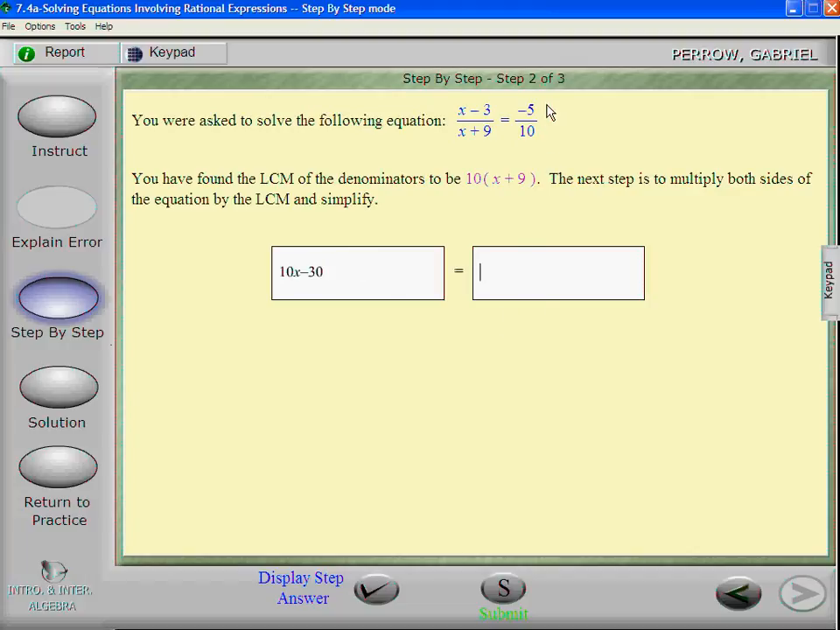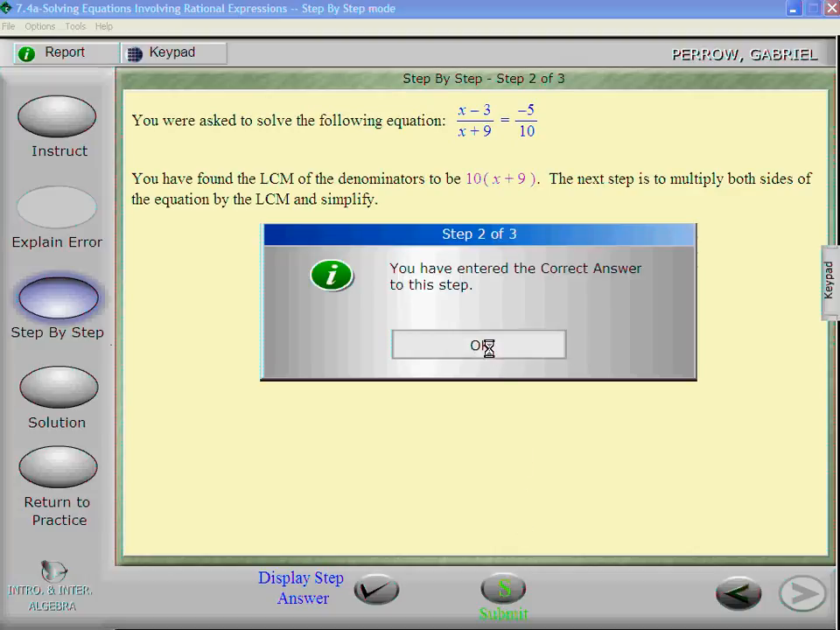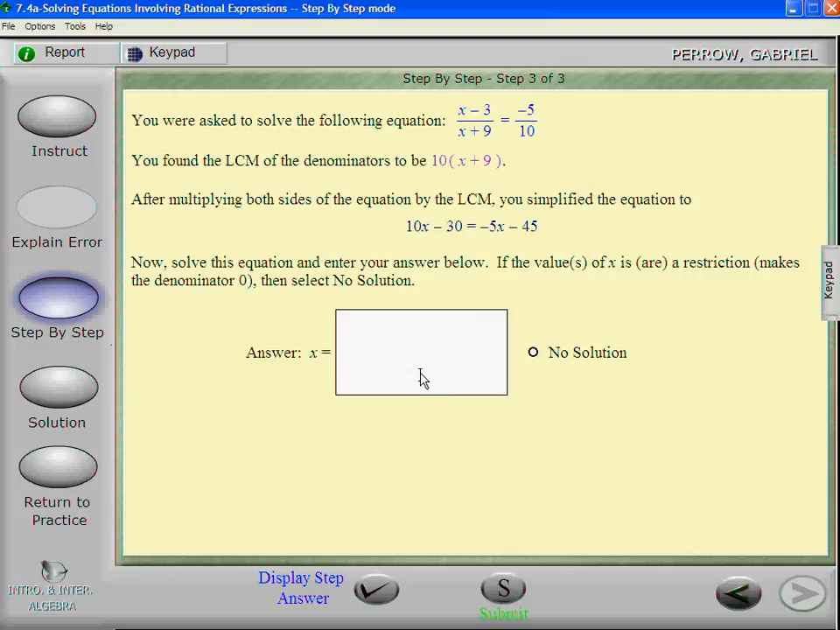On the right-hand side, if I multiply this thing in purple, the 10s would cancel, and x plus 9 would multiply with the minus 5. So I'd end up with a minus 5x minus 45. Those are the left and right hand sides. And then they just say, well, what's the answer?